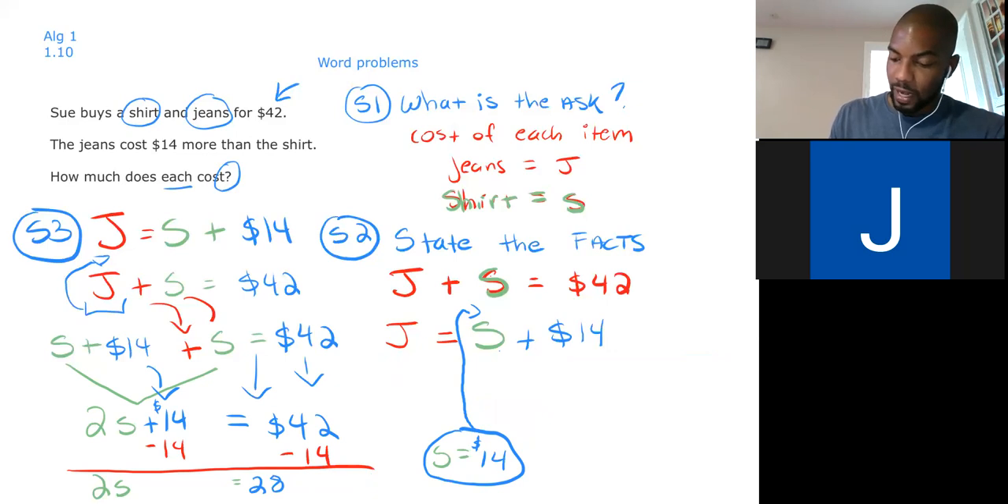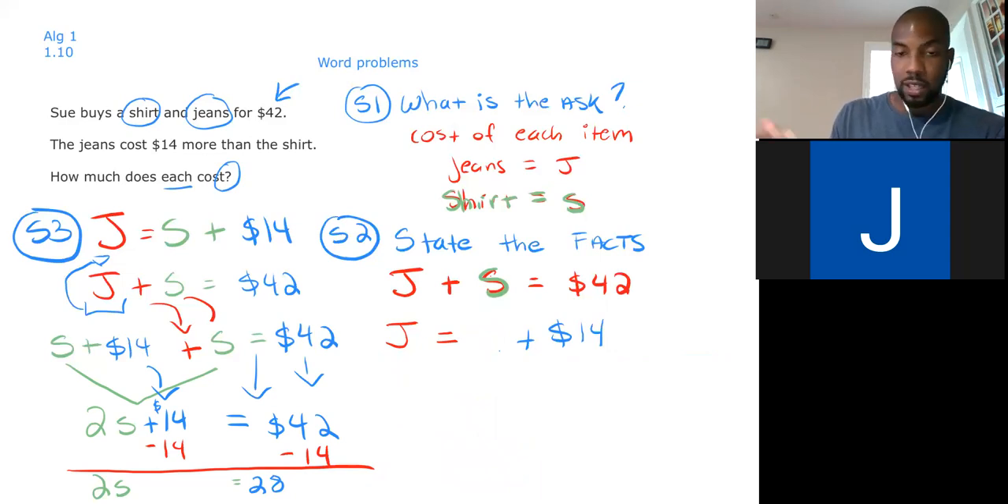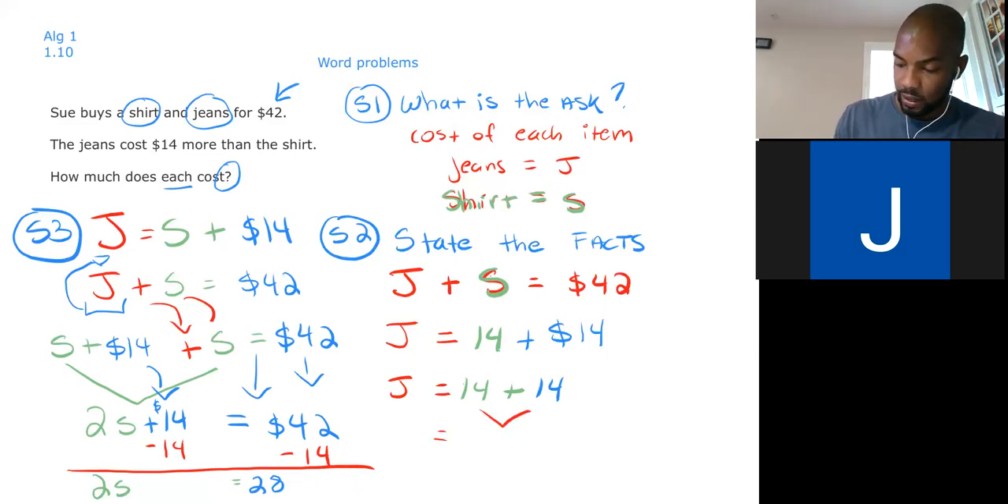I know now for a fact that my shirt value is $14. So I replace that equation. I can do it with either one, but I'm going to do it with the jeans one, the jeans equation. It's also $14. So the cost of jeans is whatever the shirt cost is, which is $14, plus another $14. So altogether, 14 plus 14 is what, 28? A jeans cost $28.